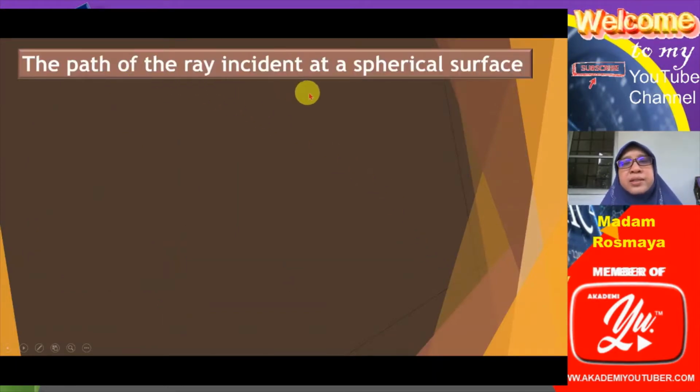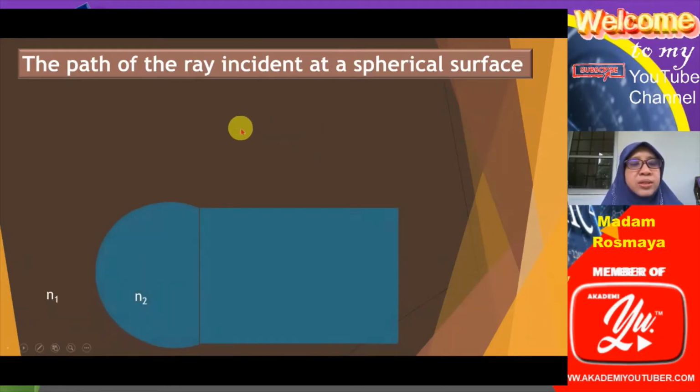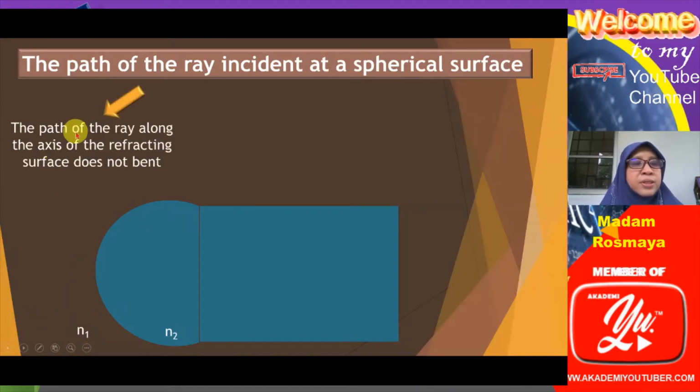Okay, for the path of the ray incident at a spherical surface, you must draw two paths to get the image. Imagine this is the medium with refractive index n2, and the position of the object is here, so we name it refractive index n1. So the first path is where the ray is incident along the axis of the refracting surface. The axis is drawn from the object to the center of the spherical surface. So this is where the object is.